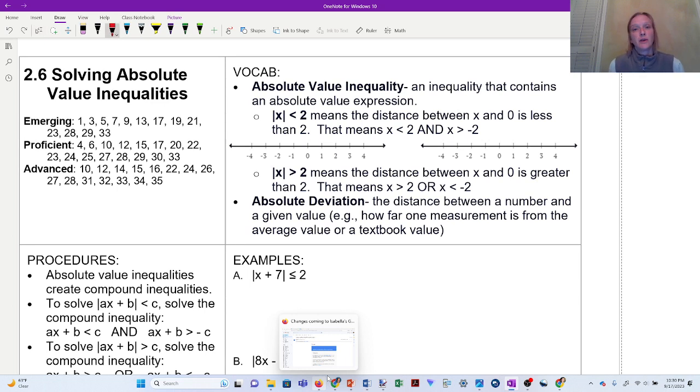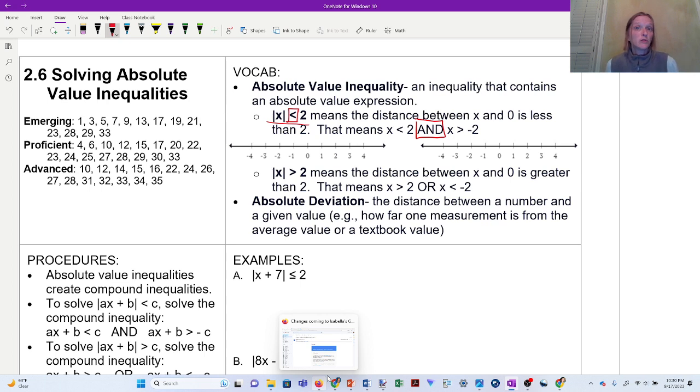So an absolute value inequality is any inequality that contains an absolute value expression. So this is a fairly simple absolute value inequality. We have just the absolute value of x is less than 2. With absolute value inequalities, if you see a less than symbol with your absolute value expression on the left, that means that you're going to be solving an and compound inequality. So this ties directly to what we learned in the last section about compound inequalities.